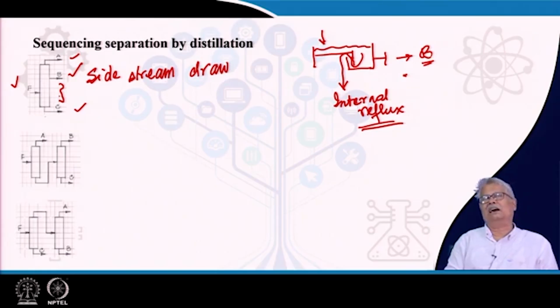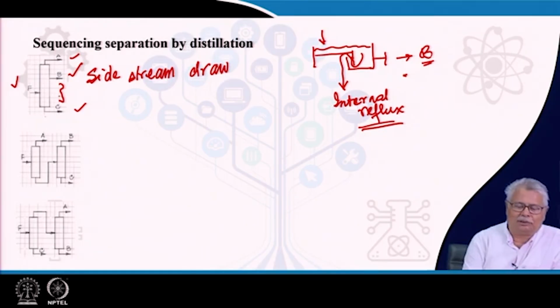Often there are other options of separating A, B, C mixture into streams rich in A, B and C. The next one is here, which is called direct sequencing.